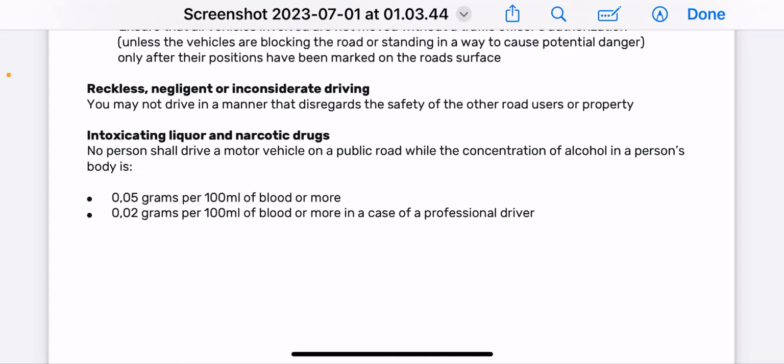Intoxicating liquor and narcotic drugs. No person shall drive a motor vehicle on a public road while the concentration of alcohol in the person's body is 0.05 grams per 100 milliliters of blood or more, or 0.02 grams per 100 milliliters of blood or more in the case of a professional driver.